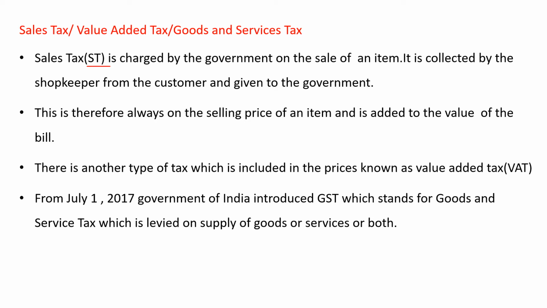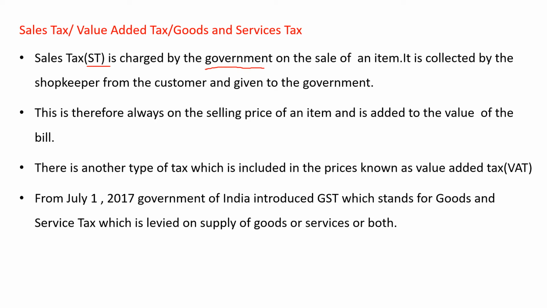So sales tax is charged by the government. It is a fixed rate for each item. There will be some tax that is fixed by the government. Each shopkeeper cannot put some tax on their own, right? It is set by the government. For each item there is a particular tax. It is collected by the shopkeeper from the customers and given to the government.